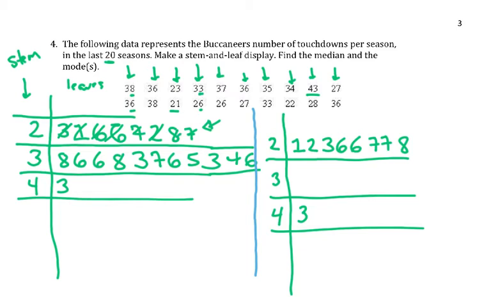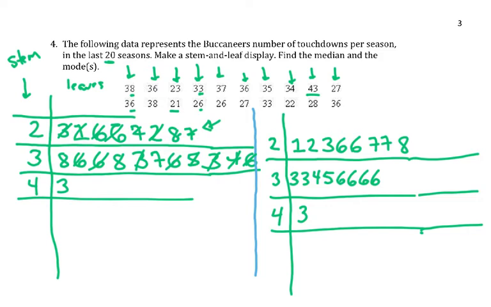Now I have to put the numbers in the 30s in order. So I see 3, 3, then 4. The next is 5, then 6, 6, 6, 6. Okay, and then there's a 7 and 2 eighths.